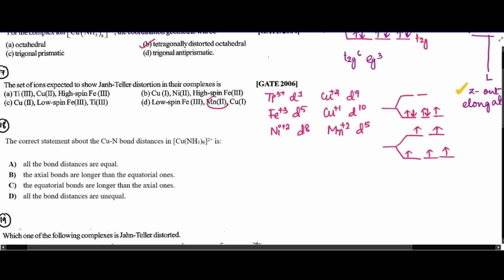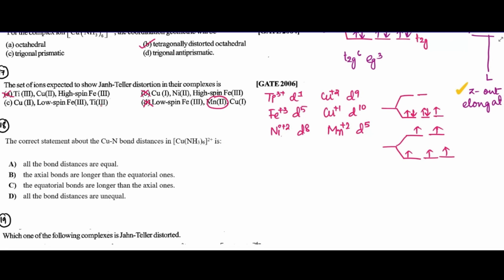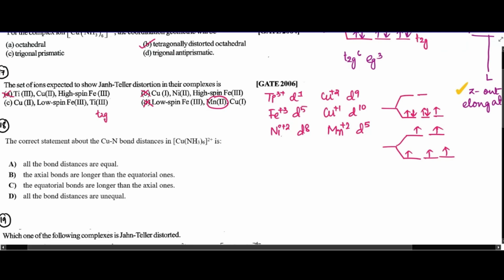Here you have Mn2+, so that will not be Jahn-Teller distorted. Here there is high spin Fe3+, which is d5, and there also there will be no Jahn-Teller distortion. Here also there is Fe+3, and that too will not be Jahn-Teller distorted. What about titanium 3+? Titanium 3+ will also show weak Jahn-Teller distortion because its electronic configuration is t2g1. This is t2g5. This is t2g6 eg3. The correct option is option C.